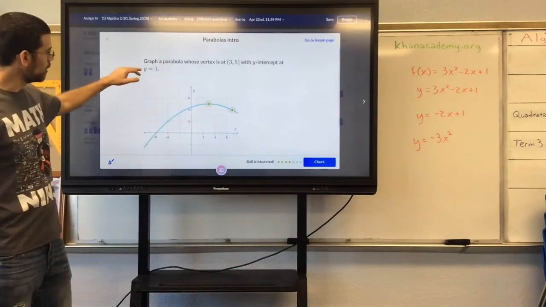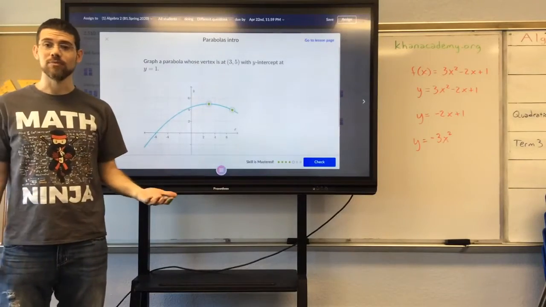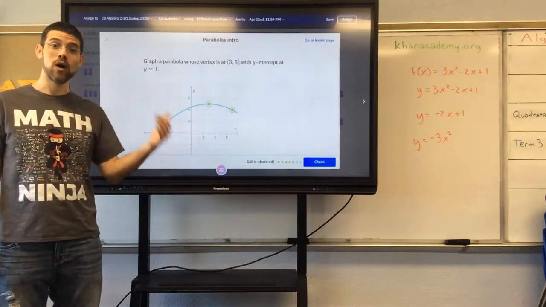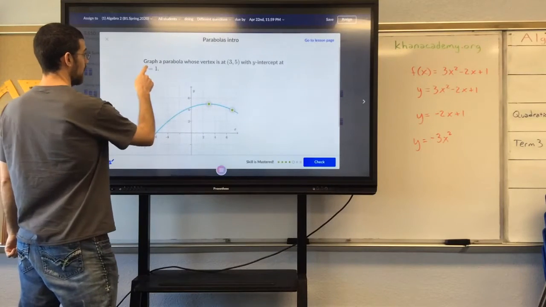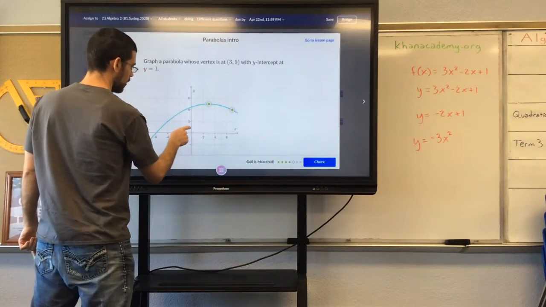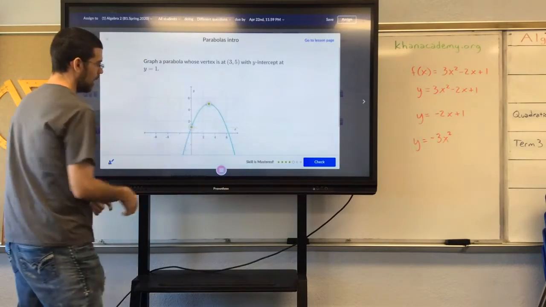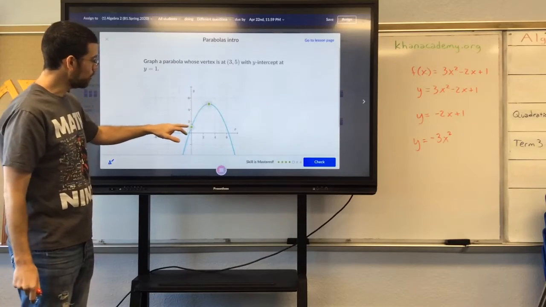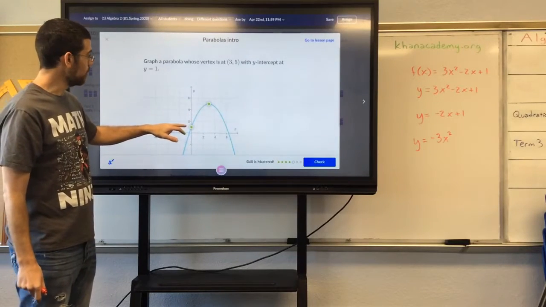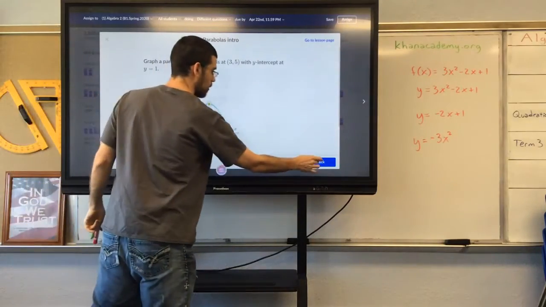And then they want my y-intercept at y equals 1. That y-intercept is where your function crosses the y-axis. So here's the y-axis. I need a point at y equals 1. That's over here. Well, I better swing this over there. I don't want to put my vertex on it, because even though that would put a point there, it would then not have the vertex where it belongs. Fair enough.